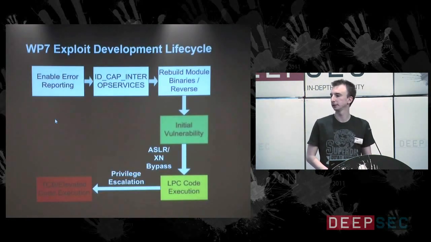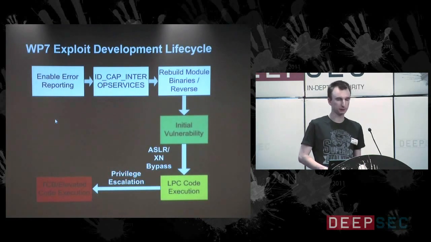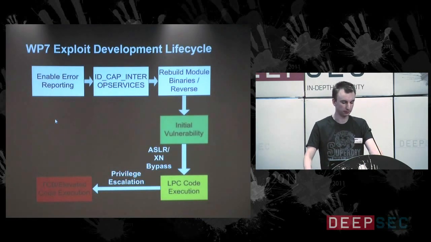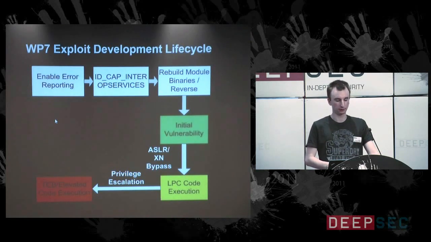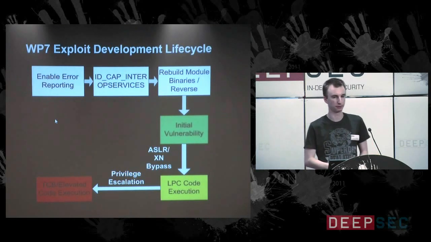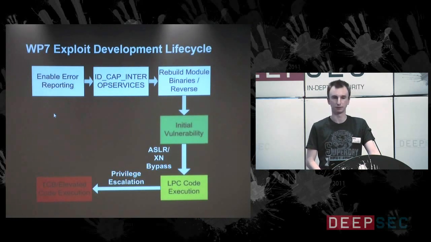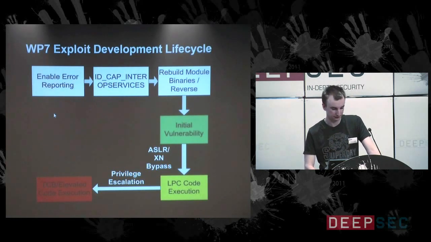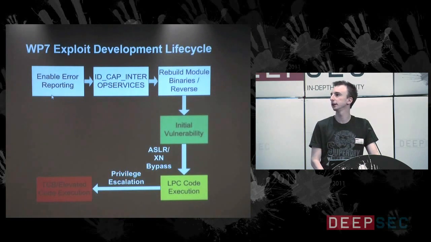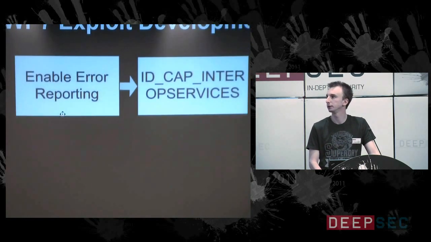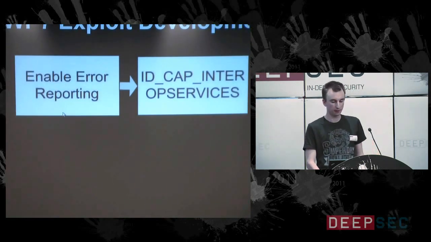So as an attacker, that was basically it for the security model. I'm now going to speak about how to bypass this security model and how to perform attacks on the platform. There are a number of different stages you need to go through to actually compromise the platform because of all these security protections. The first thing I really wanted to do was enable error reporting.